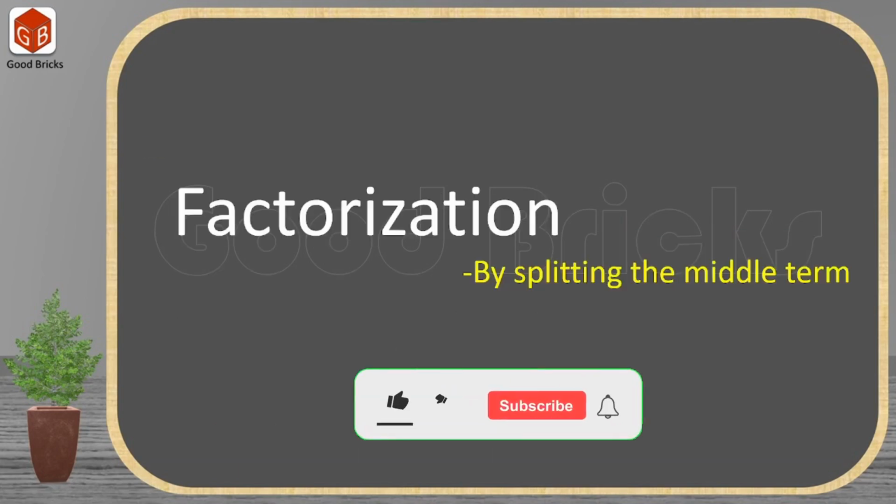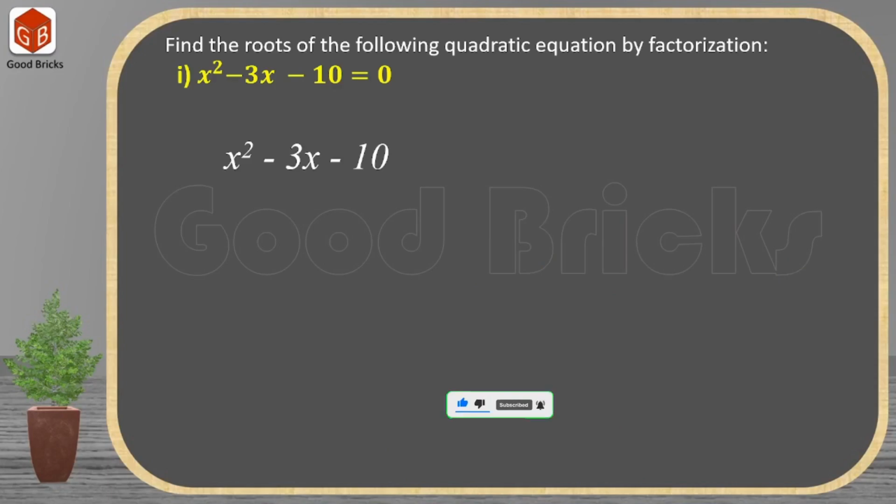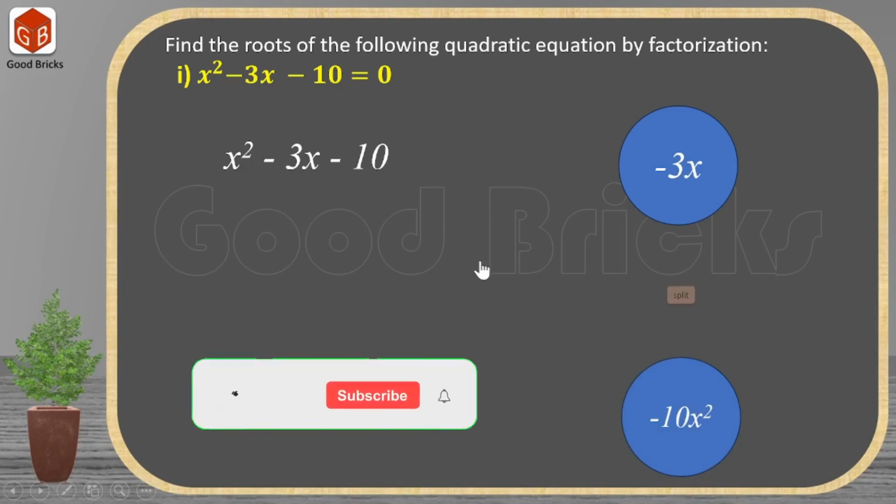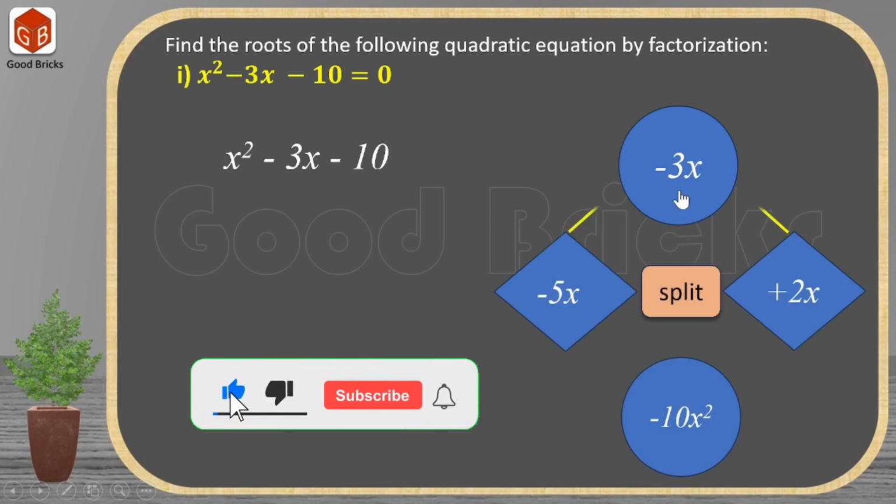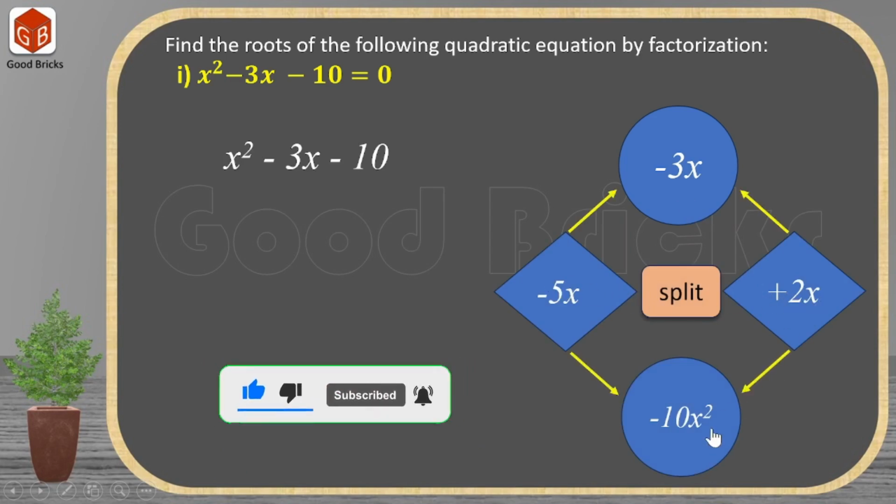Our next and important key concept is factorization by splitting the middle term. Let us now solve the problem based on the factorization method. This is the given equation, and in this polynomial the middle term is minus 3x. Our main duty is to factorize this given polynomial. We need to split the middle term into two different new terms. When you add the new terms, you should get minus 3x, and when you multiply these two new terms, you should get minus 10x square.